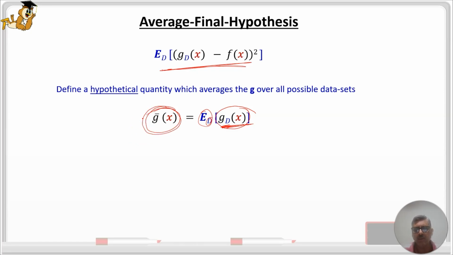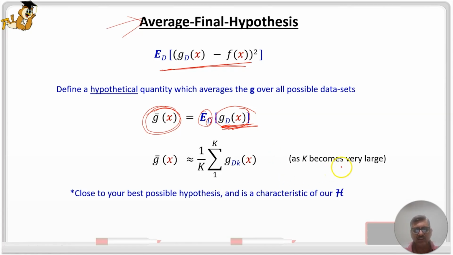Why do I call it a hypothetical quantity? It's a hypothetical quantity because in real life, nobody is going to give you all of these possible data sets, right? You are going to have only one data set, but because you are looking at it in a probabilistic manner, let us define this hypothetical quantity, which is the average of all final hypotheses. That's the reason I call it the average final hypothesis.